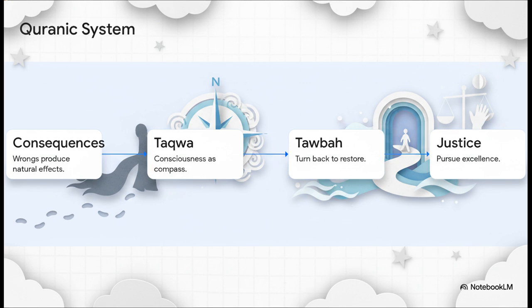Third, when you inevitably mess up and miss the mark, you practice tawbah to essentially restore your state. And finally, step 4, you proactively pursue justice and excellence. You strive for positive principles rather than just nervously trying to avoid a negative list of don'ts.